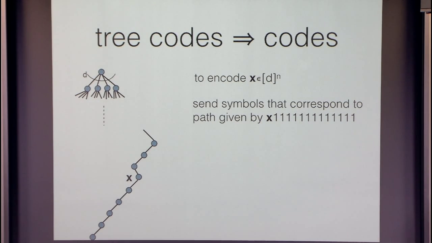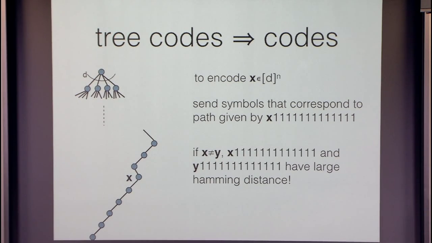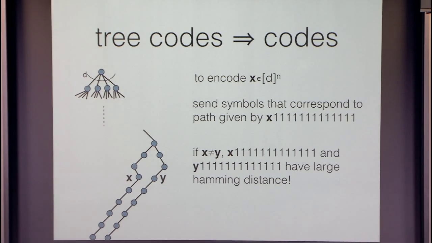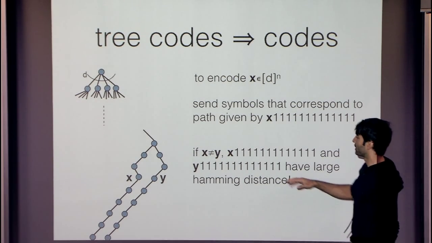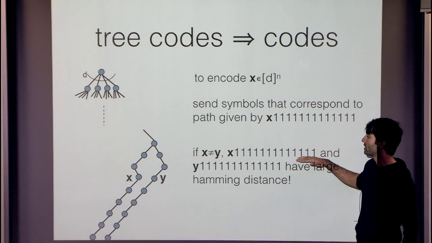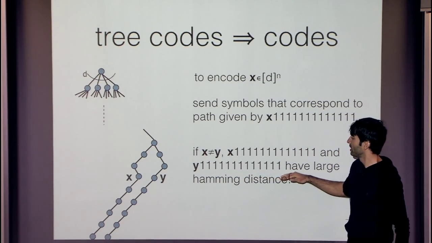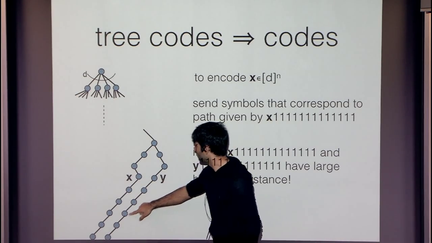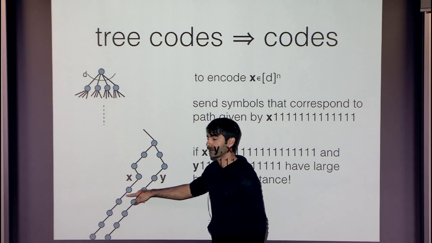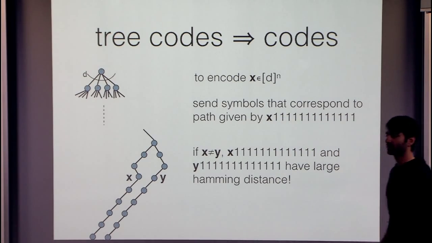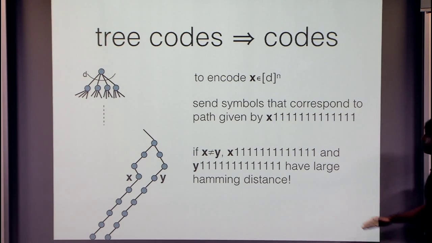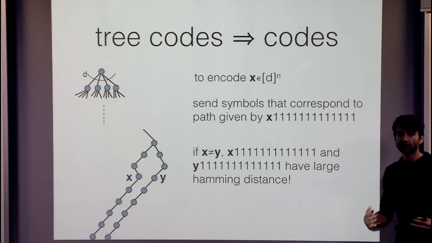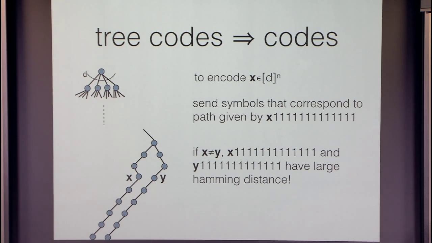And then this forms a good error correcting code because, if x and y are not the same, then the tree code property means that if you look at the labels of x with all these ones and the labels of y with all these ones, then you have a very large Hamming distance in this part of the string. So the code words that correspond to the labels of these paths will be very far apart in Hamming distance.